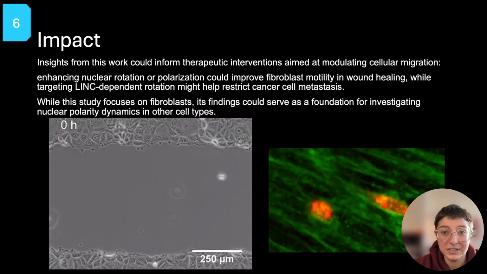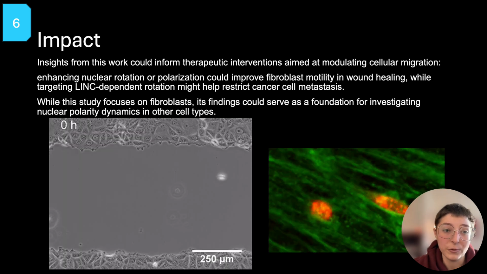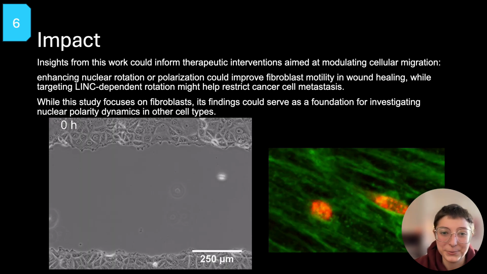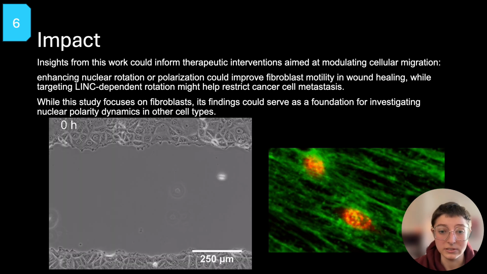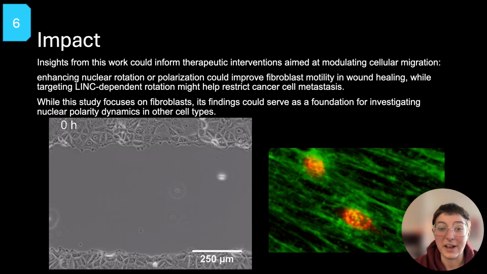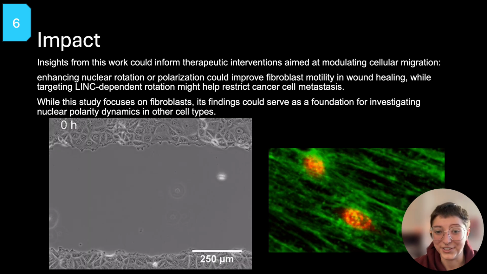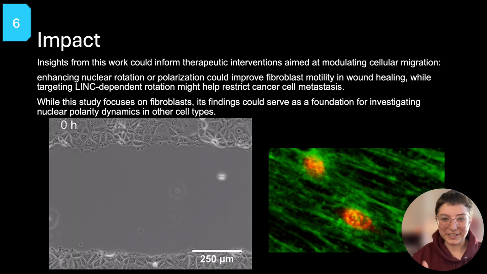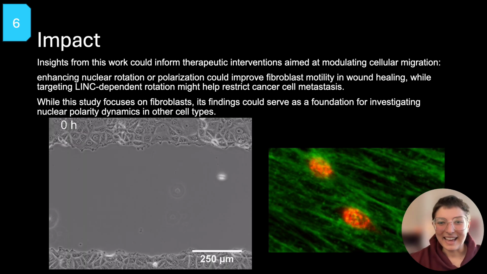Okay, so the impact here, I said earlier, it can inform therapeutic interventions, and if we can mess with cellular migration, that has a lot of different therapeutic potential, whether it be wound healing or metastasis or other polar cells that move. You think of neurons, or, yeah. So we should do this. You should fund me, basically. And so, yeah, that's it.